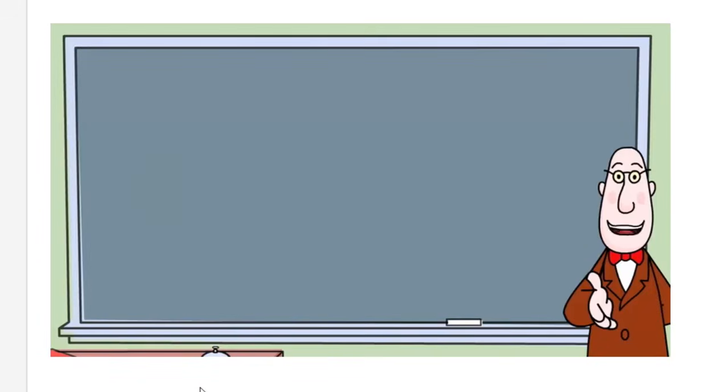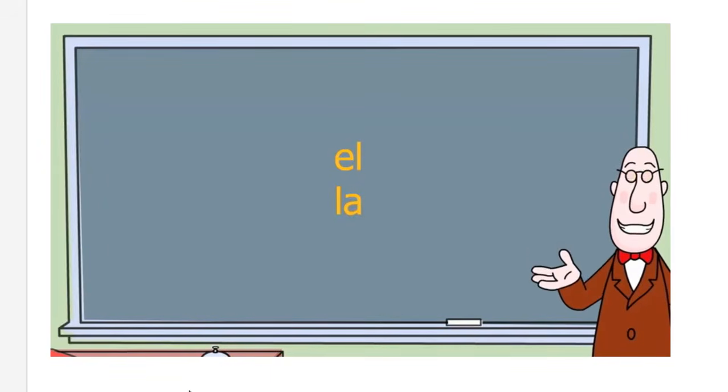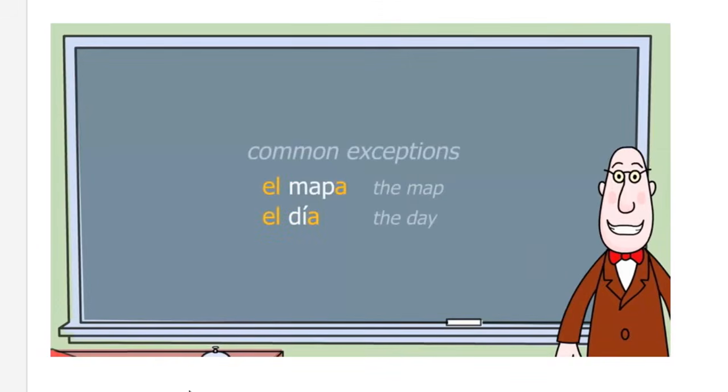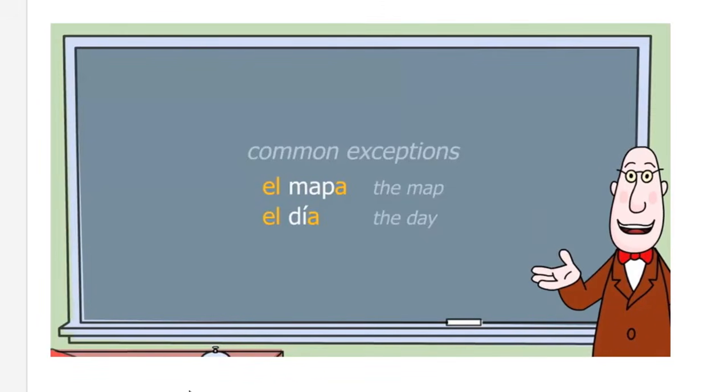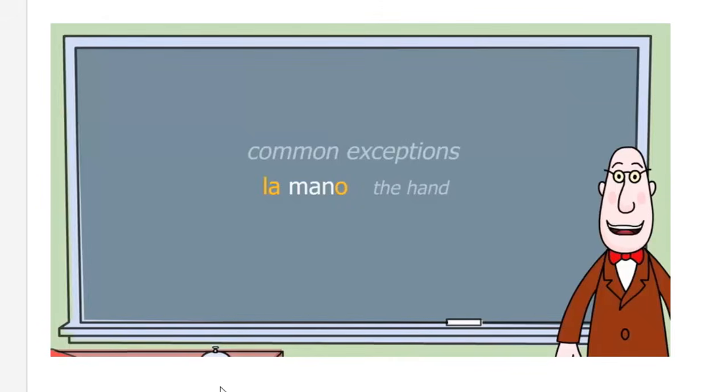You should memorize the gender of each noun you learn. It's very helpful to learn each noun with its corresponding article. El for masculine, la for feminine. One reason to memorize the gender of every noun is that there are exceptions to the rules. Por ejemplo, el mapa and el día end in A, but are masculine. La mano ends in O, but is feminine.